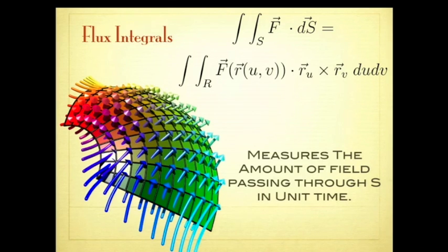And then we have the second important integral, which is the flux integral, which takes the vector field, evaluates it on the surface, and multiplies with r_u cross r_v. And this measures how much fluid goes through the surface in unit time. So one thing to remember, this is a triple scalar product, so this is a volume.